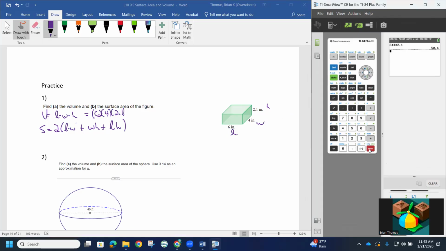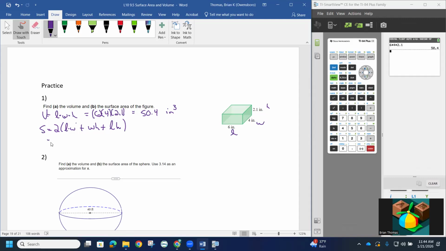So we do have a decimal, but we don't have to round. We have 50.4. And also I said inches, but technically, since we're talking volume, this is cubic inches. So make sure you put inches with a power of 3, because volume is measured in cubics. So we have that going on.